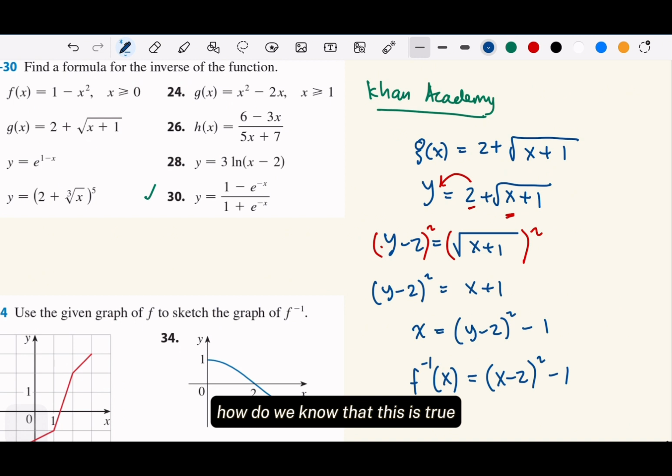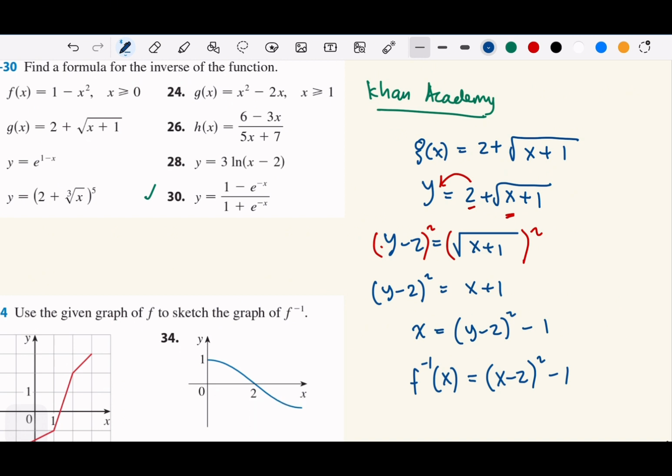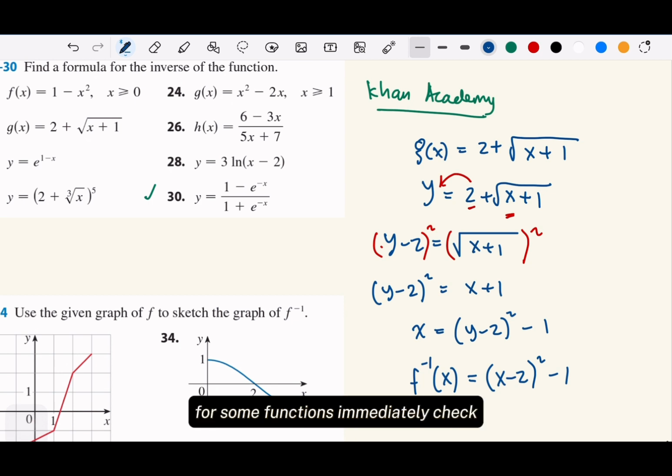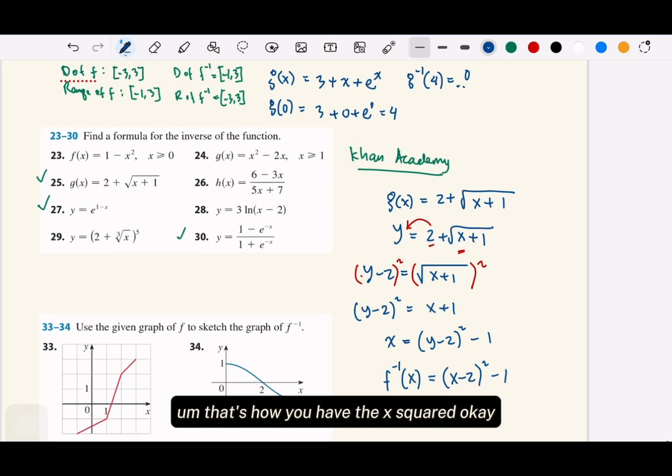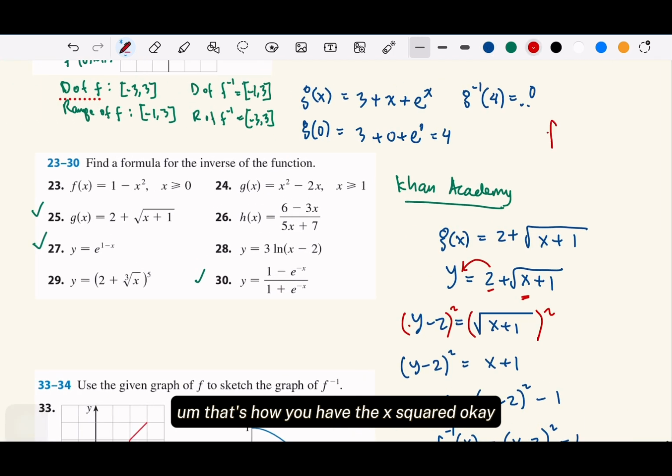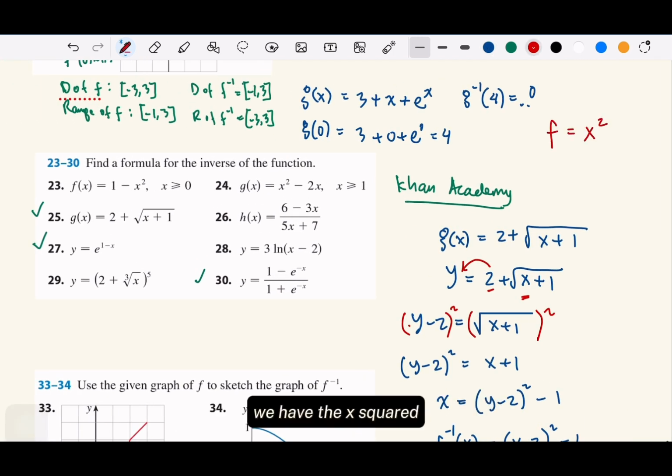How do we know that this is true? I think for some functions, you could immediately check. For example, let's say you have the x squared. What is the x inverse? Yeah, square root of x. Okay.